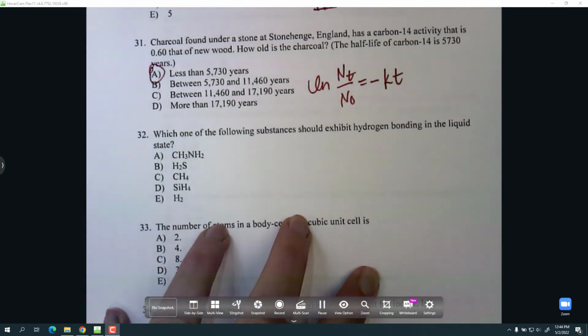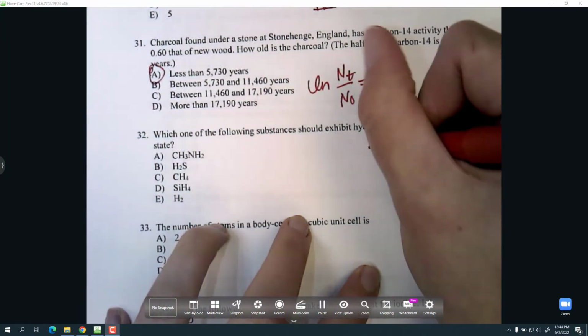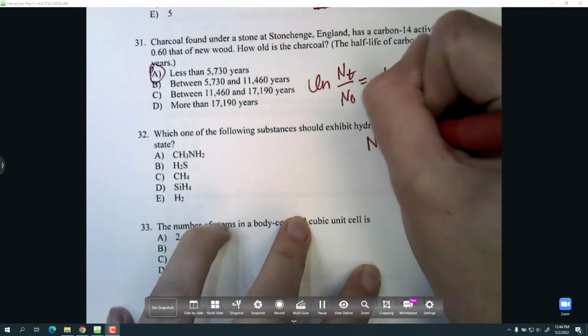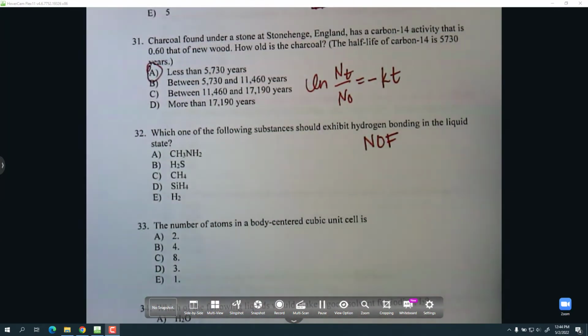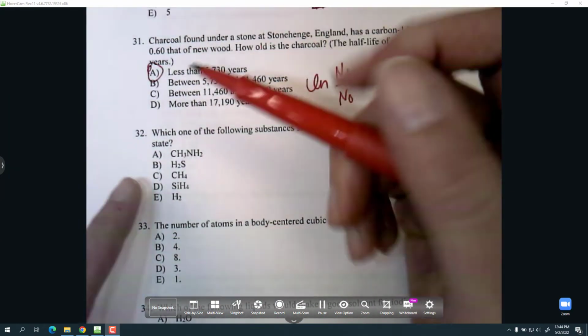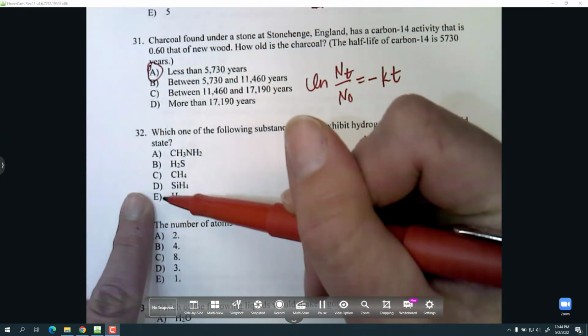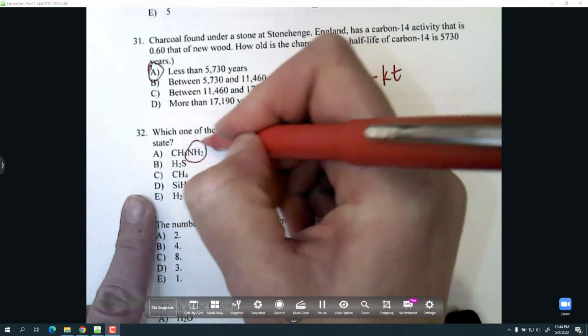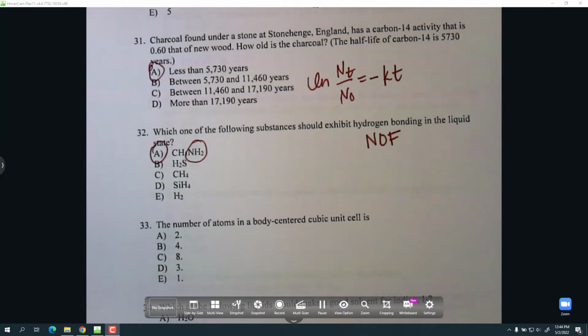Which one of the following substances should exhibit hydrogen bonding? We talked for a second about hydrogen bonding earlier, but remember it's N, O, and F. So let's see. Sulfur, carbon, silicon, hydrogen only, none of those have it, but we've got this N bonded directly to hydrogen right here.